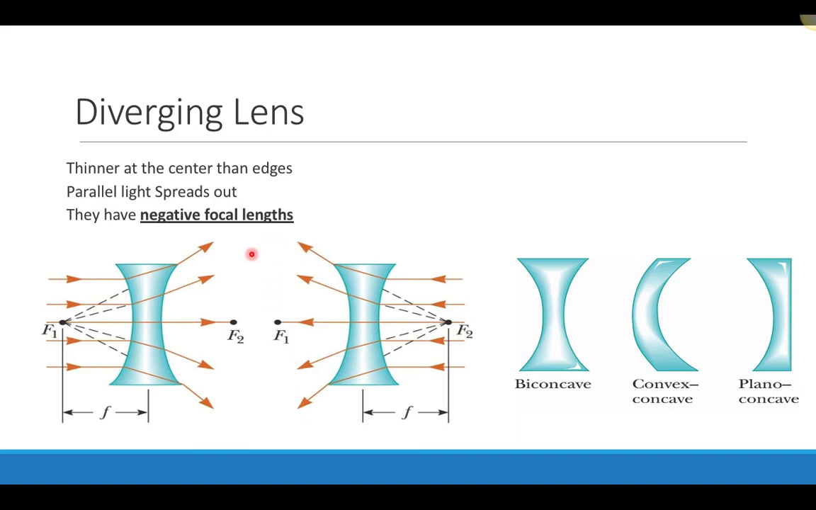So remember, if my eye was over here, my eye would only believe that the light was traveling in a straight line and see it as originating from this particular point. If I measure the distance from the center of the lens out to that point, that's my focal length. And the focal length is the same regardless of which way the light is coming in parallel to the lens. So I have many different types of diverging lenses: biconcave, convex concave, plano concave, but in each of these cases the lens is thicker at the ends and thinner at the center.